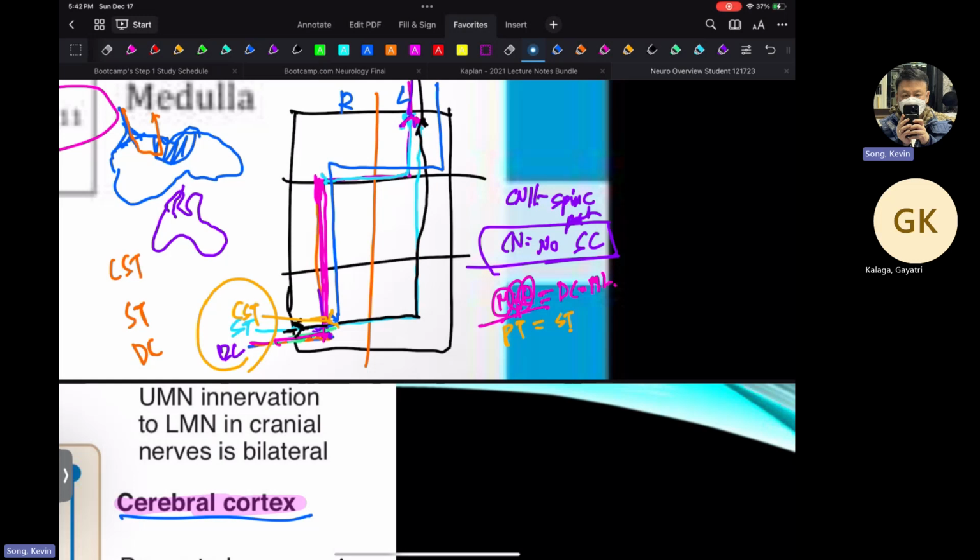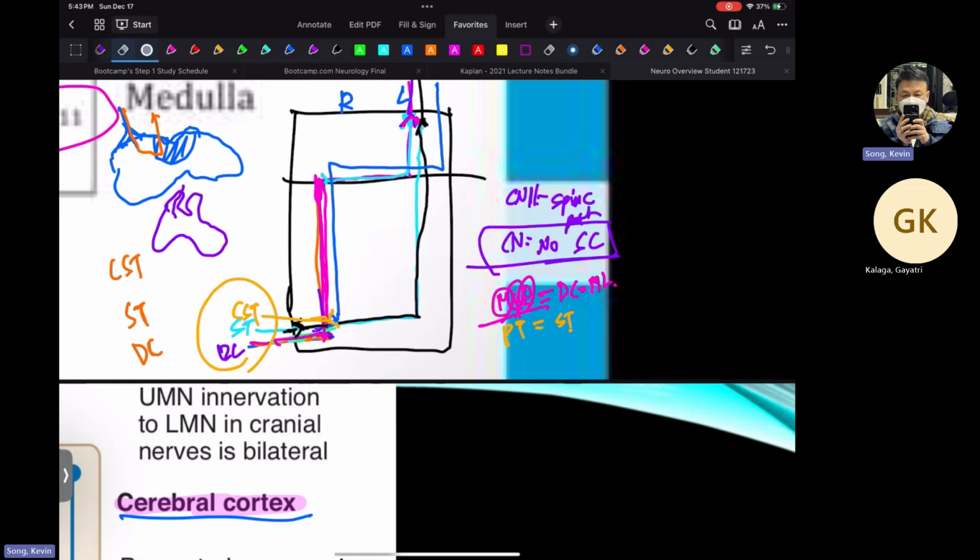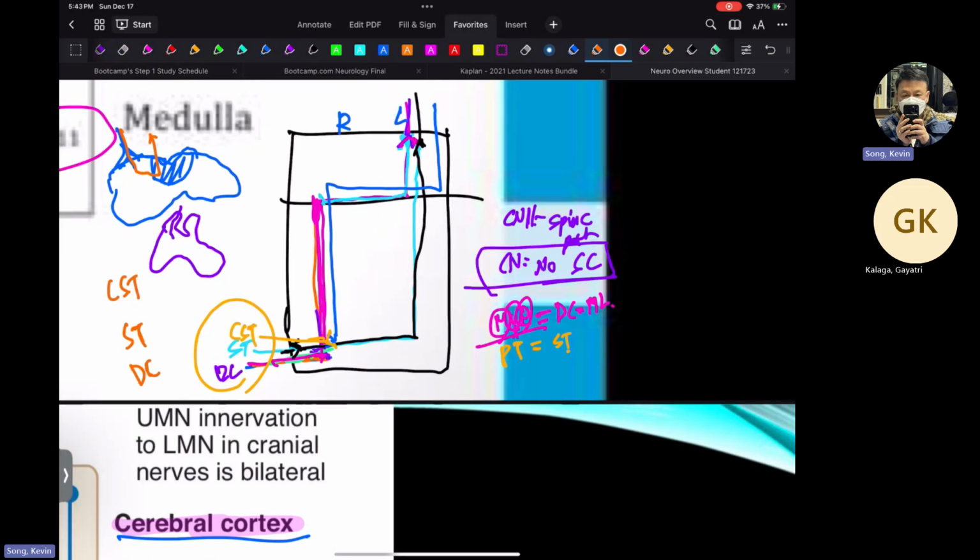Yes, good. How about if I have a region on the right side, like in the cortex? If I had a region here, do I have a... Oh, by the way, I'm sorry. One big mistake I made in drawing. In drawing, I explained it correctly, but I drew it the wrong way. So let me correct it.